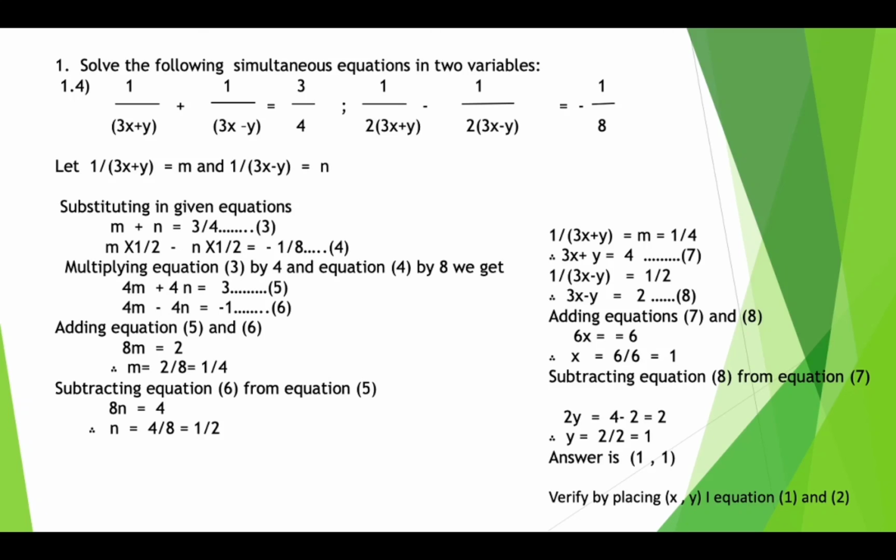1 upon 3x plus y is equal to m, so is equal to 1 upon 4. Substitute in the equation, you can get x. Subtracting equation 8 from equation 7, you can get y is equal to 1. Placing x, y in equation 1 and 2, you can check and verify your result.